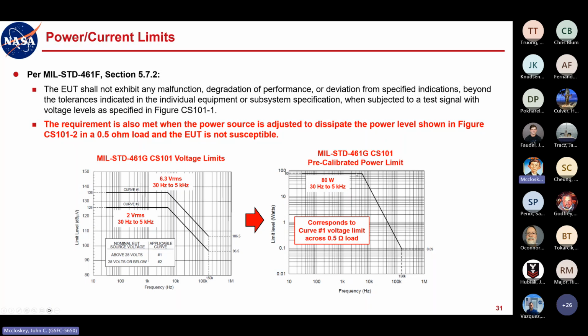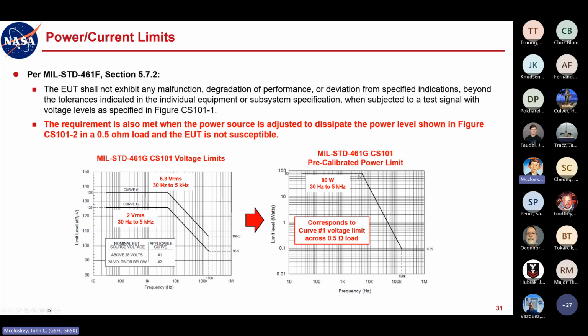But the default limit in the mil standard, they just have this one line, and it's 80 watts in this low frequency plateau up to 5 kilohertz. Now this corresponds to curve number 1, the 6.3 volts RMS into the specified half ohm calibration load. Right, just V squared over R. You square 6.3 volts, divide by half an ohm, you get 80 watts, 79 point whatever. And that's all they specify is this one curve.